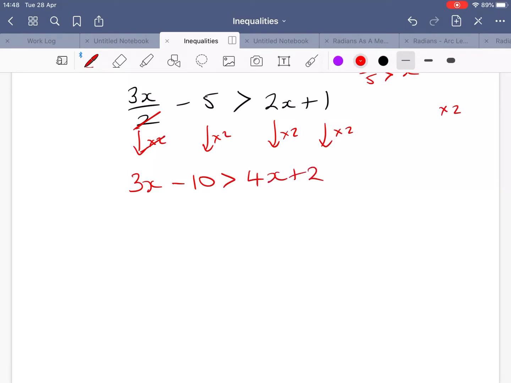Now, I want to speed things up a little bit, so I'm going to take the 3x away, and I'm going to take the 2 away as well, so that I'm doing the swapping of the x's and the numbers at the same time. So I've got minus 10 take away 2 on the left hand side, which is minus 12, is greater than 4x take away 3x is x. So I've just got x is smaller than minus 12, or minus 12 is greater than x.